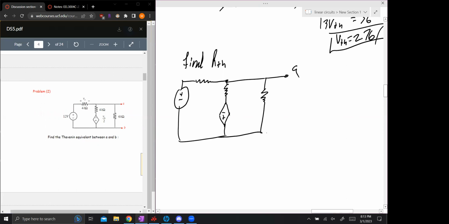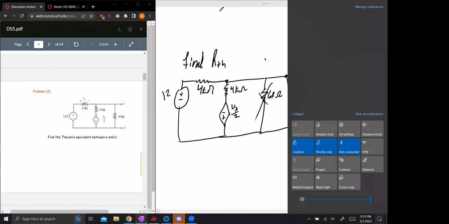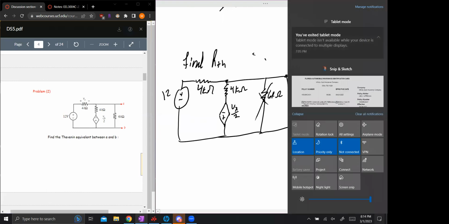Alrighty, let's see what we got. A, B. We got 4 kilo ohm. Uh-oh, my laptop is not having a good time. Okay, 12. Short circuit. That's going to knock out our 6 kilo ohm resistor. After that, we're going to have our I short circuit there. Or no, let's actually have that flowing downwards. Come on. There we go.